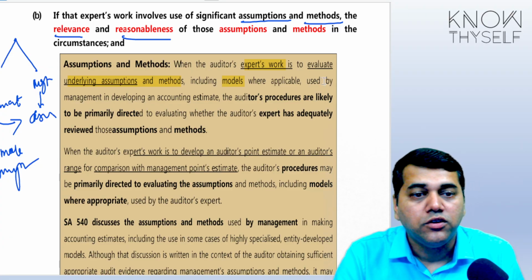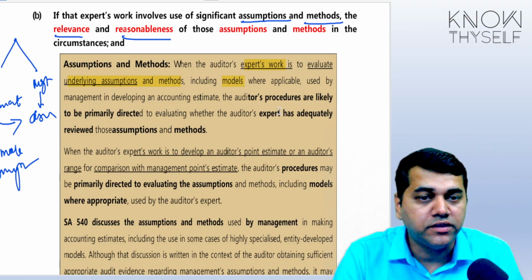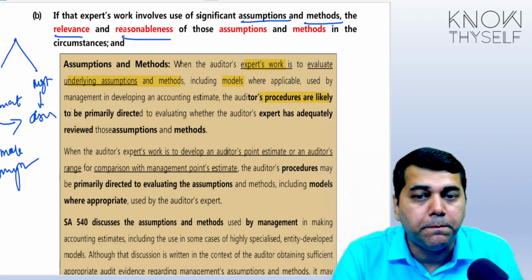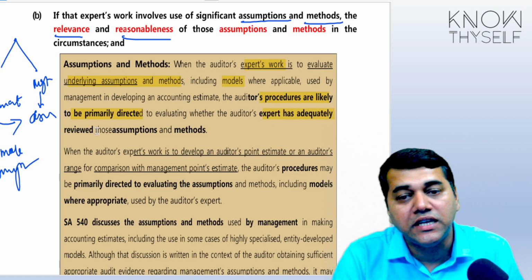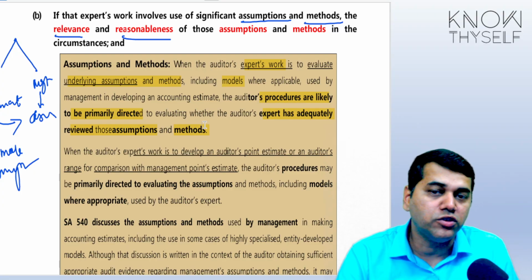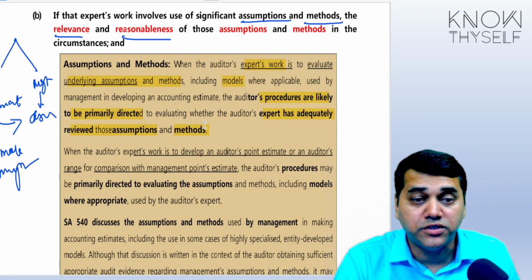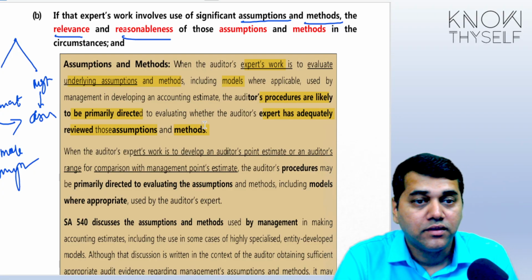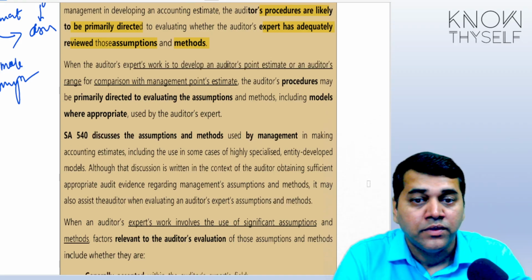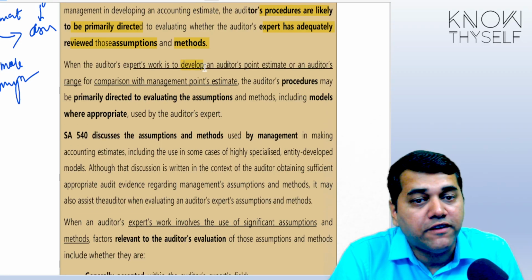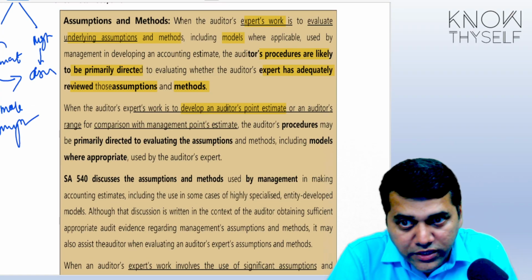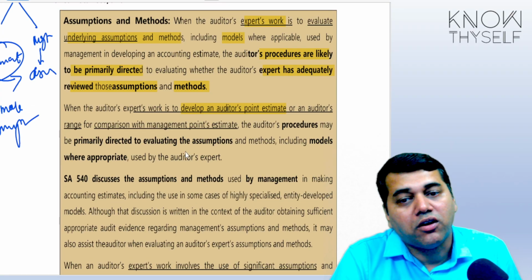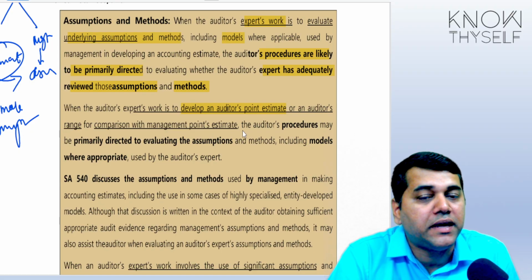Now, for the models used by the management in developing estimates, the audit procedures are likely to be primarily directed to evaluating whether the expert has adequately reviewed those assumptions and methods. So your job is to see whether the assumptions and methods, have you reviewed them? Have you gone through that assumption? And when the expert's work is to develop an auditor's point estimate, that is, you do the estimate and give me, or an auditor's range for comparison with the management point estimates.